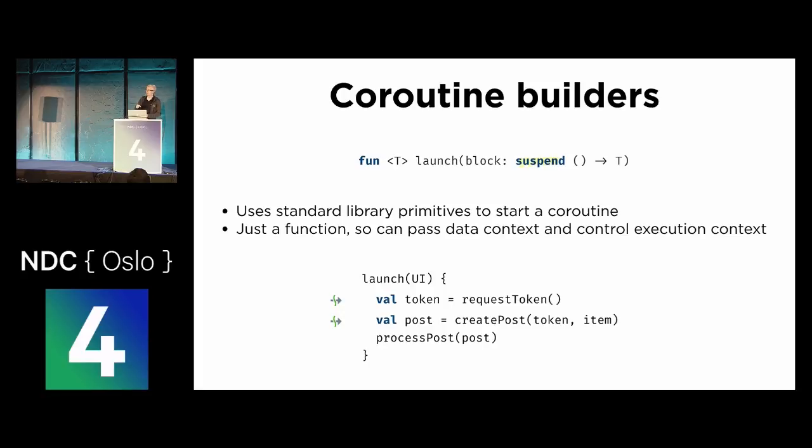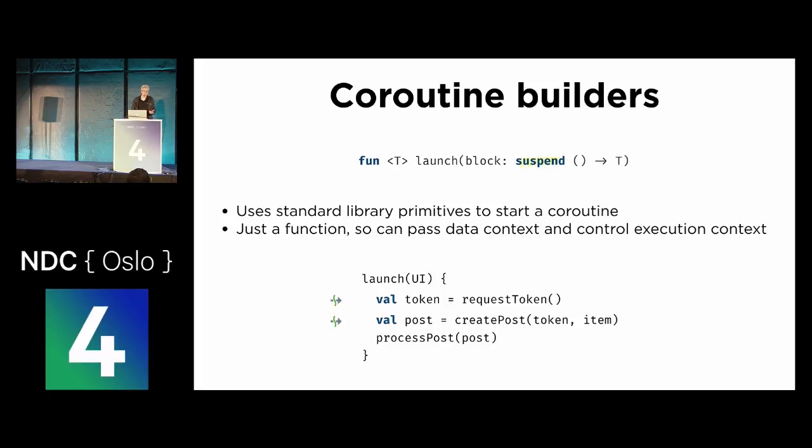And these coroutine builders use the standard library primitives to start a coroutine, but they're just functions. So they can do a whole bunch of things. They can do lots of different things and kick them off in different ways. And you can also pass in different context to it. So, for example, launch here has got an override where you can pass in a UI context, which means that this will always switch back to the UI context before continuing with the coroutine.